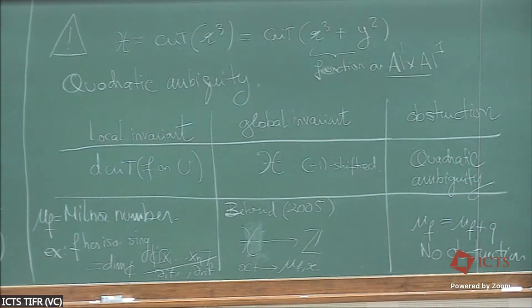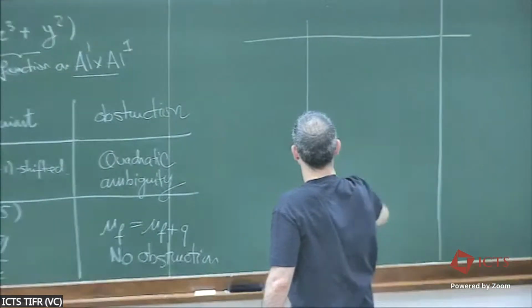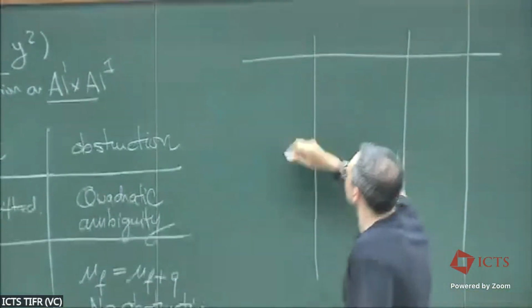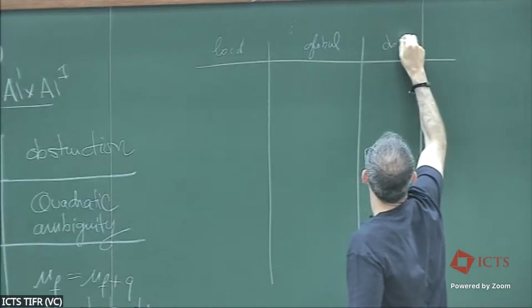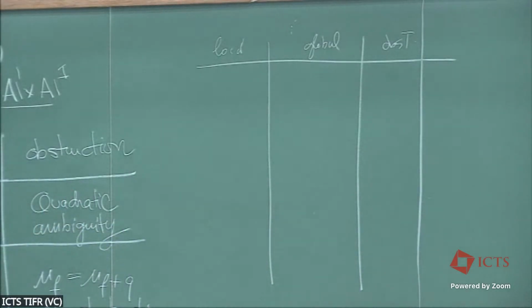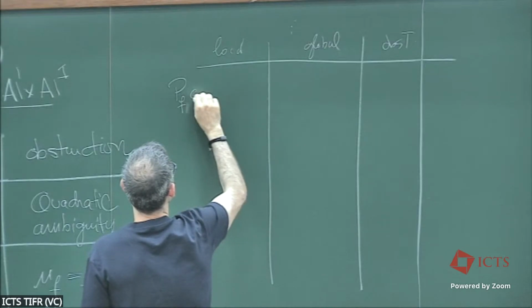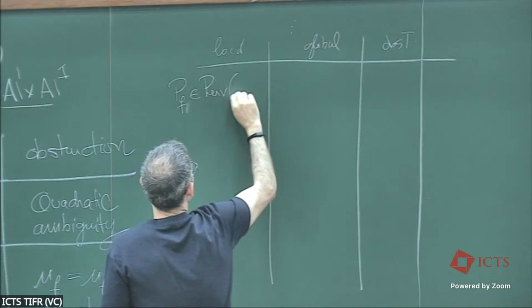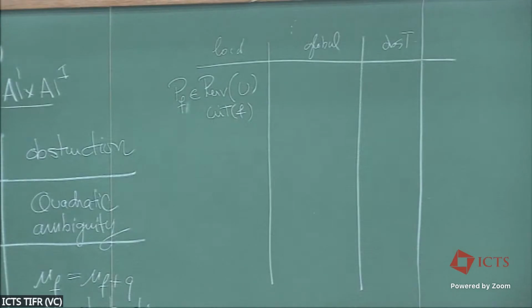So let me keep going on with my table. Again, I have the local, the global, and the obstructions. Another example of something you can do when you have such a local model is to compute the cohomology of vanishing cycles, or more precisely, you can look at the perverse sheaf PF. This is a perverse sheaf on U supported on the critical points, whose cohomology gives you the cohomology of the vanishing cycles of f.